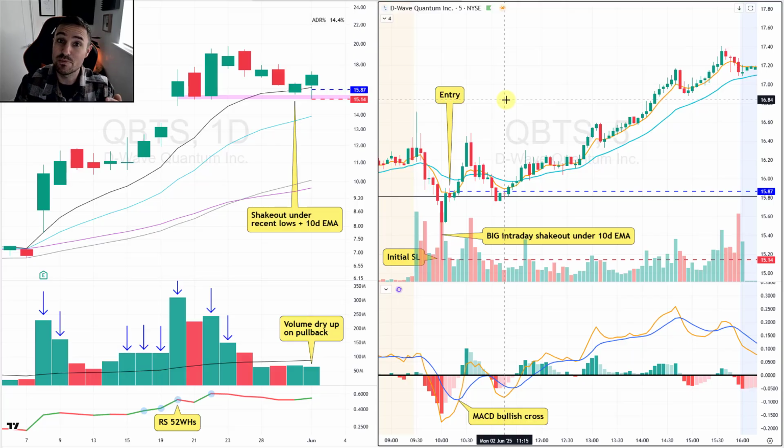I'll link to this specific TradingView layout below in the comment section. If you want to use this specific TradingView layout and you're a member of TradingView, then you'll just be able to load this up and use this layout. But I'm using the custom MACD settings. I've got the volume there.